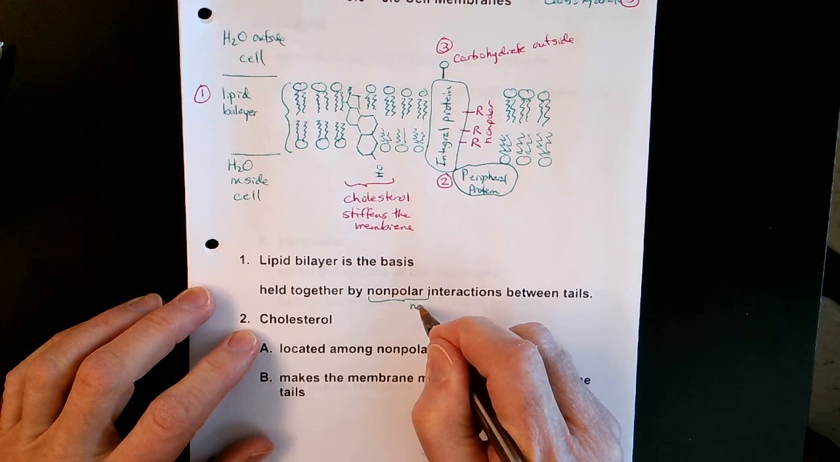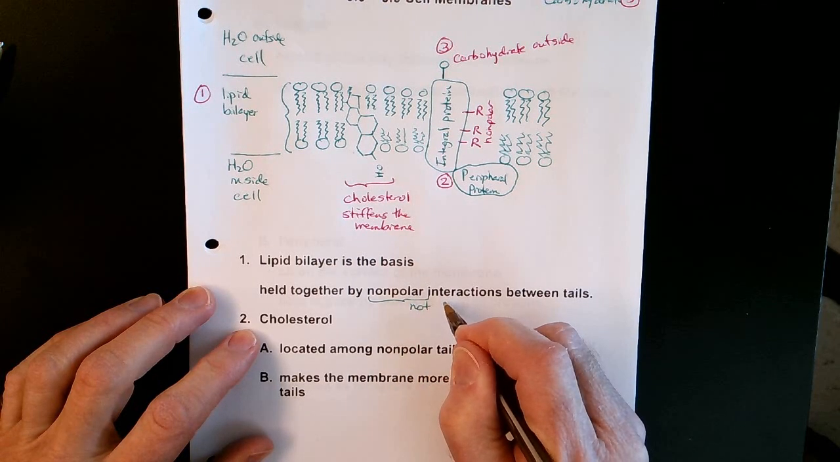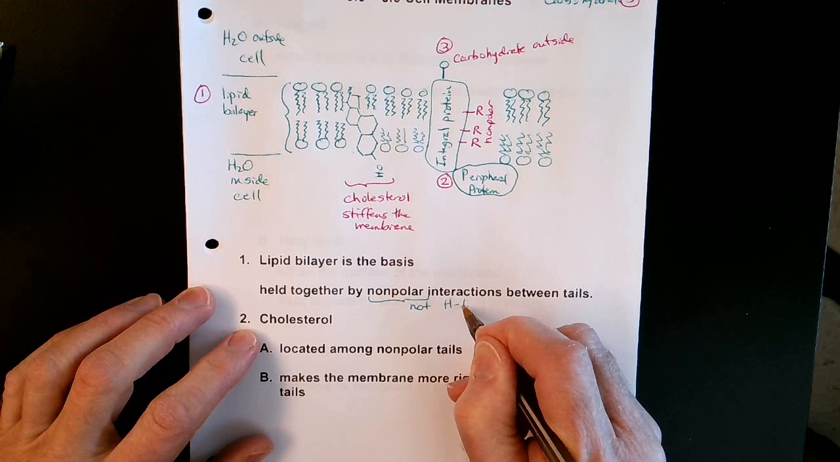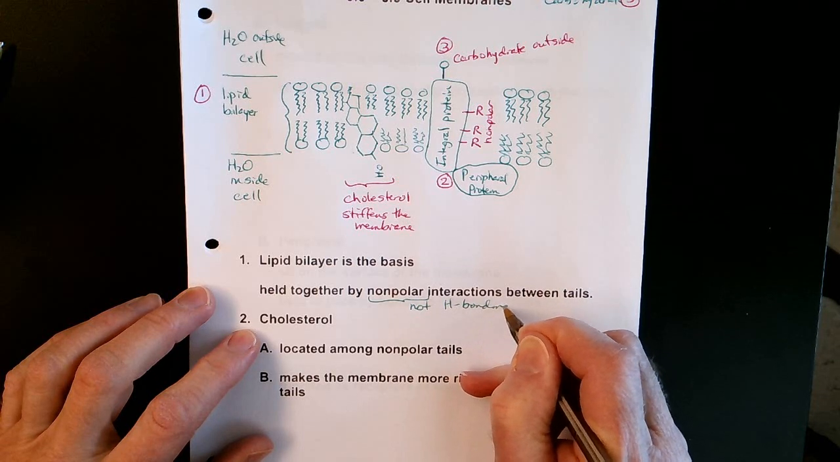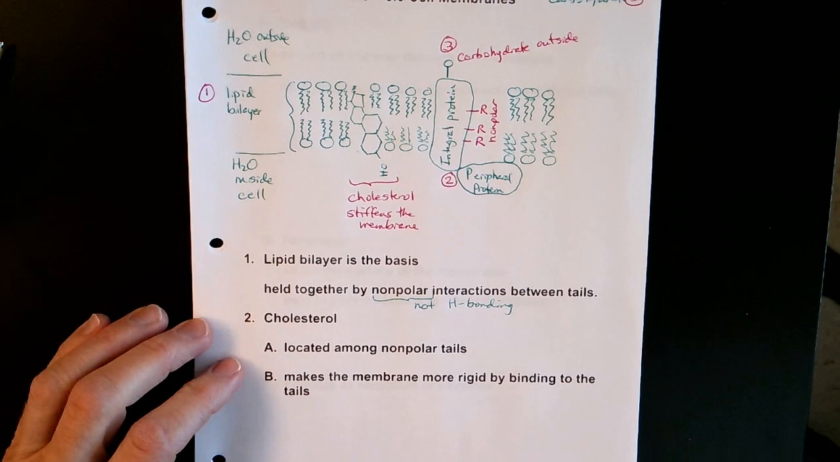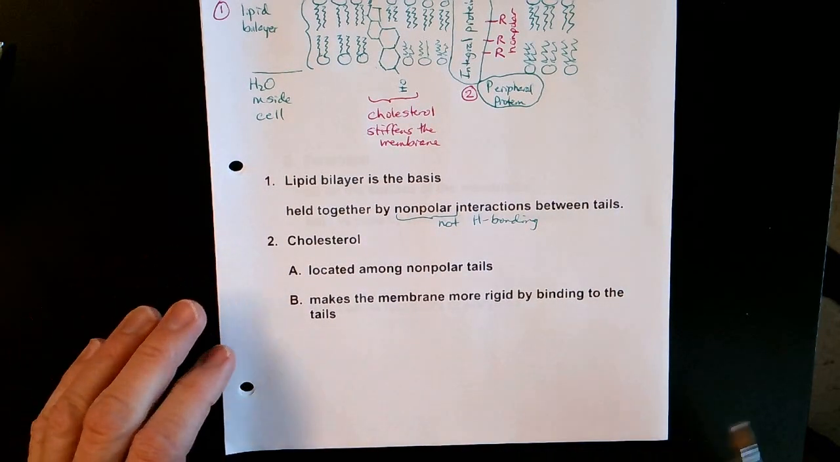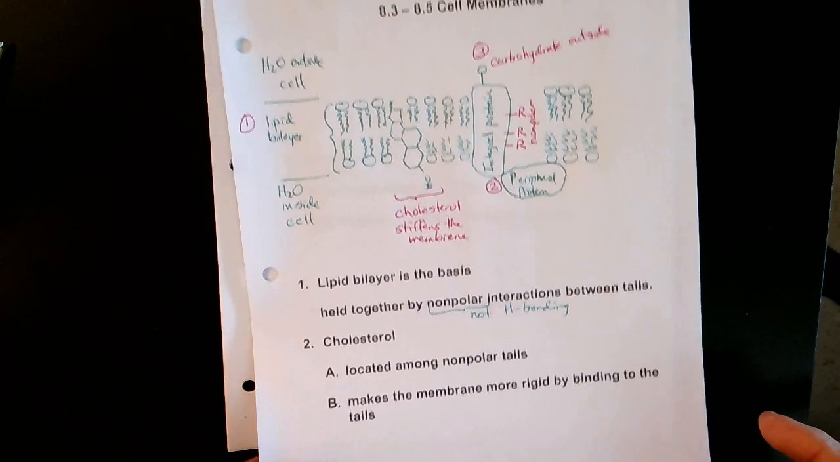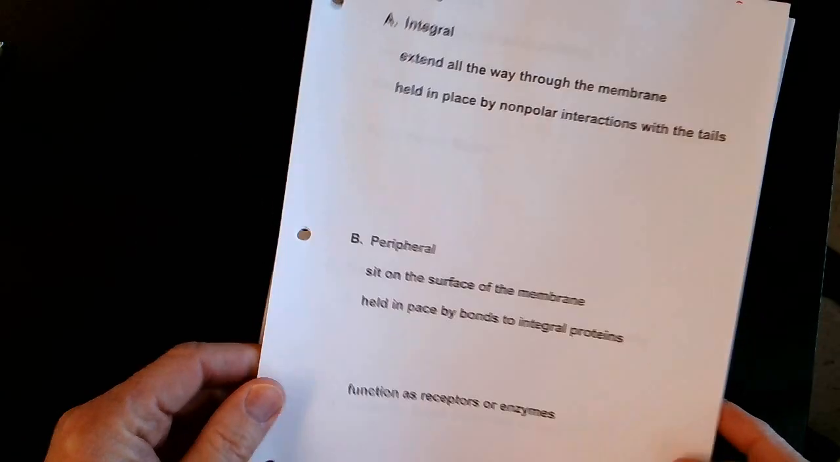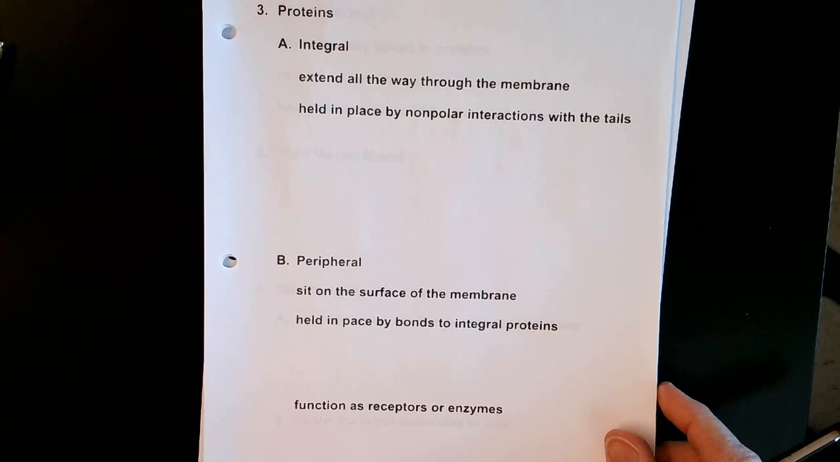Okay, so that means there's no hydrogen bonding. It's between the tails. It's all lipid-lipid interactions. Cholesterol sits there as well, strengthens things. Then we have proteins that do exactly what you would expect.